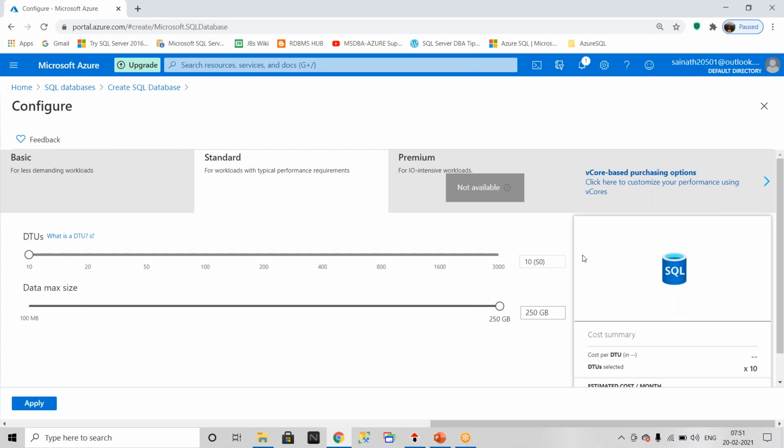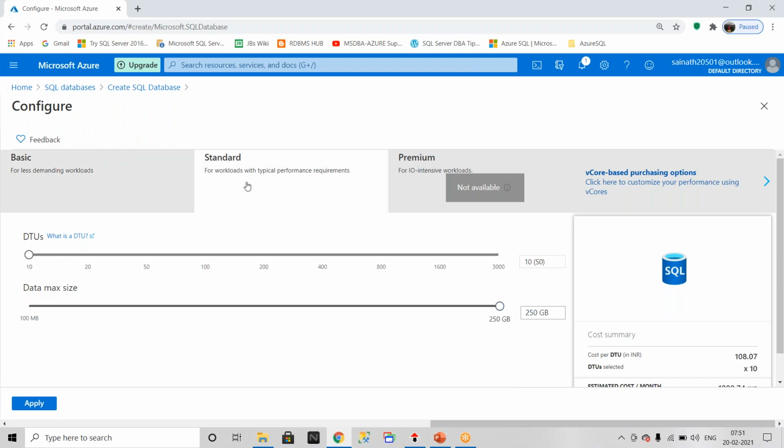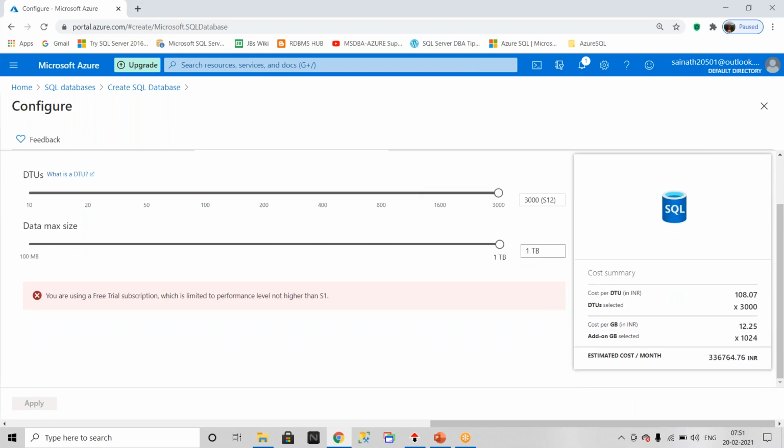Now go to the configuration. As I told you, when you go to the DTU purchasing model, we have Basic, Standard, and Premium, and we have limitations, sir. When you go for Basic, only 5 DTUs, and you can go up to 2 GB. When you go for Standard, maximum 3000 DTUs and maximum 1 terabyte. When you go for Premium, maximum it will support 4000 DTUs and your database size can be up to 4 terabytes, sir.